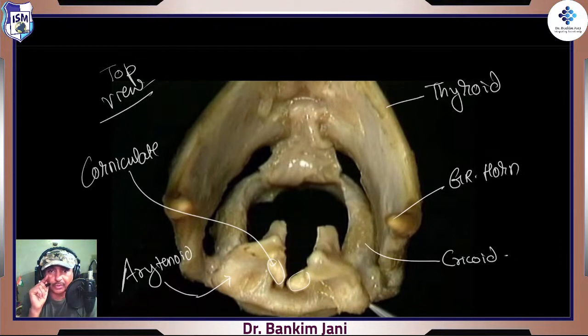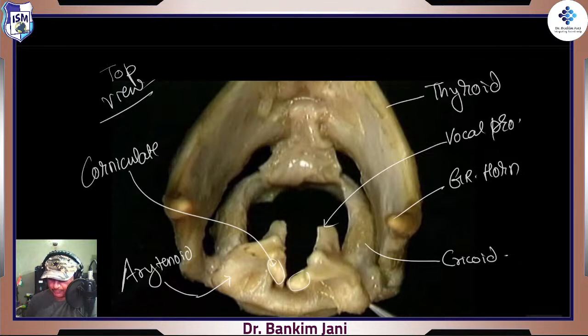Now, these arytenoids, right? Because it is forming a joint at the base, think of how it can move. It can move medially, it can move laterally, right? This is vocal process, right? This one is vocal process. And from this vocal process, those vocal ligaments will be going over there like this, and thus this is how that rima glottidis will be formed.